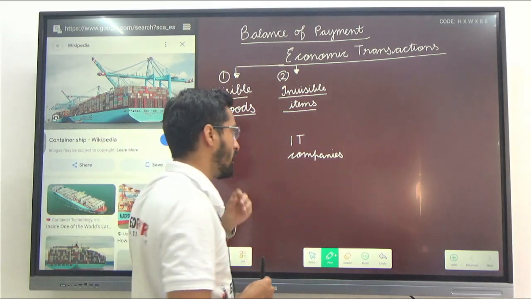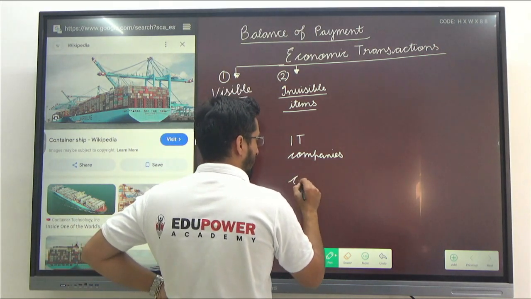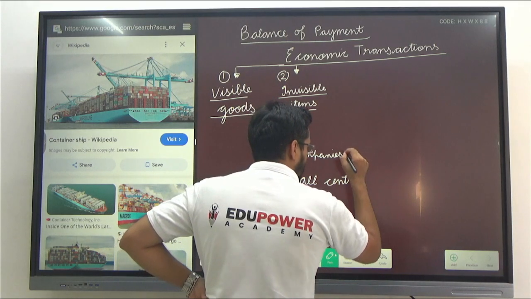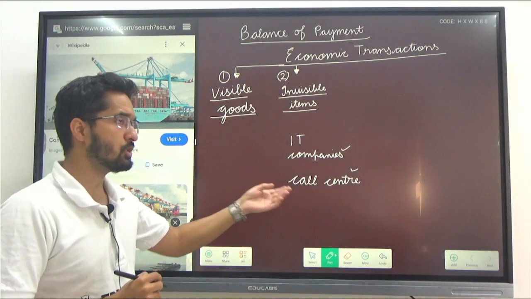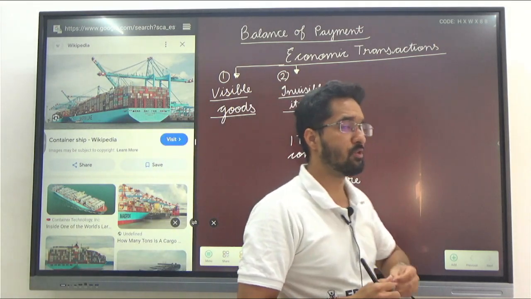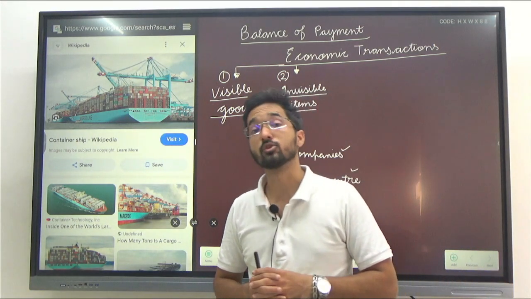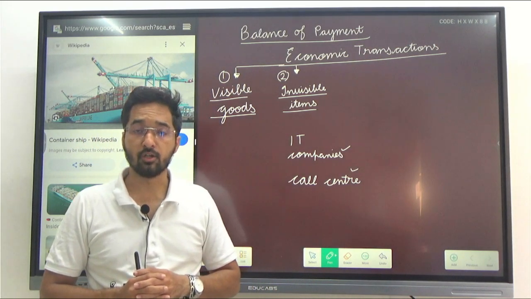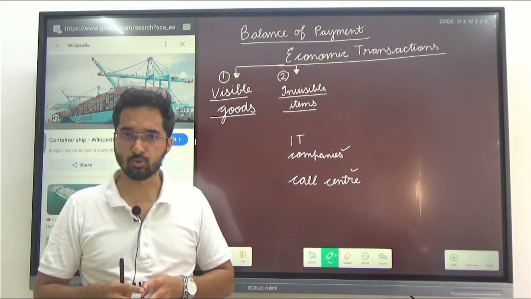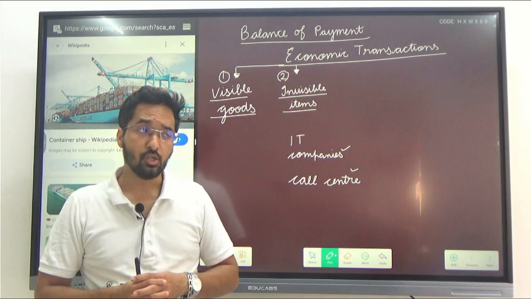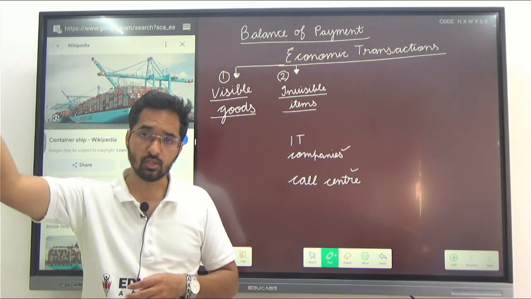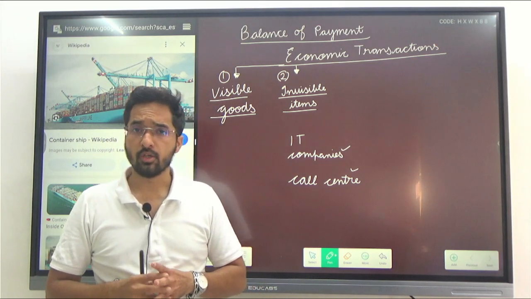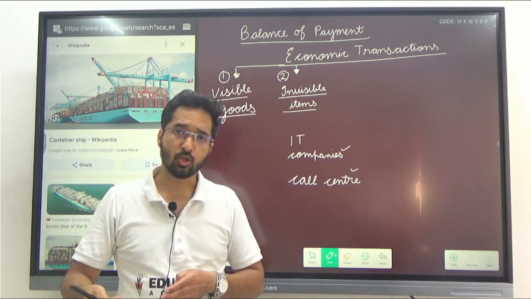Have you heard of a call center? It is a BPO, business process outsourcing. A call center is a place where, for example, we have Amazon USA. They need to provide call center support to their users. So instead of establishing call centers in the USA, they would establish call centers in India. Why? Because it is cheaper for them to establish a call center in India.